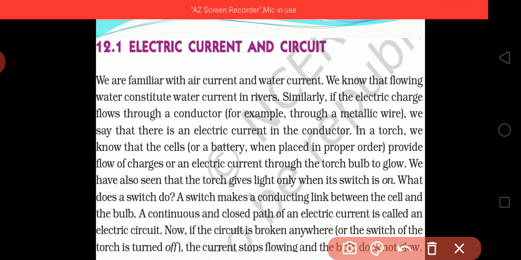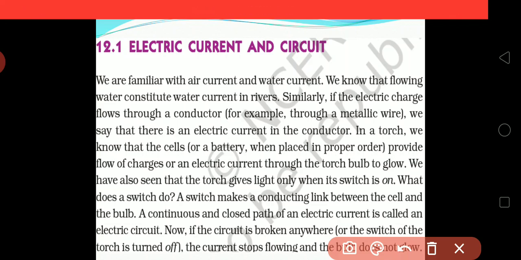Similarly, if electric charge flows through a conductor, at that time we say that there is an electric current in the conductor. Whenever electric charge is flowing through the conductor, then and only then can we say that an electric current is there in the conductor.